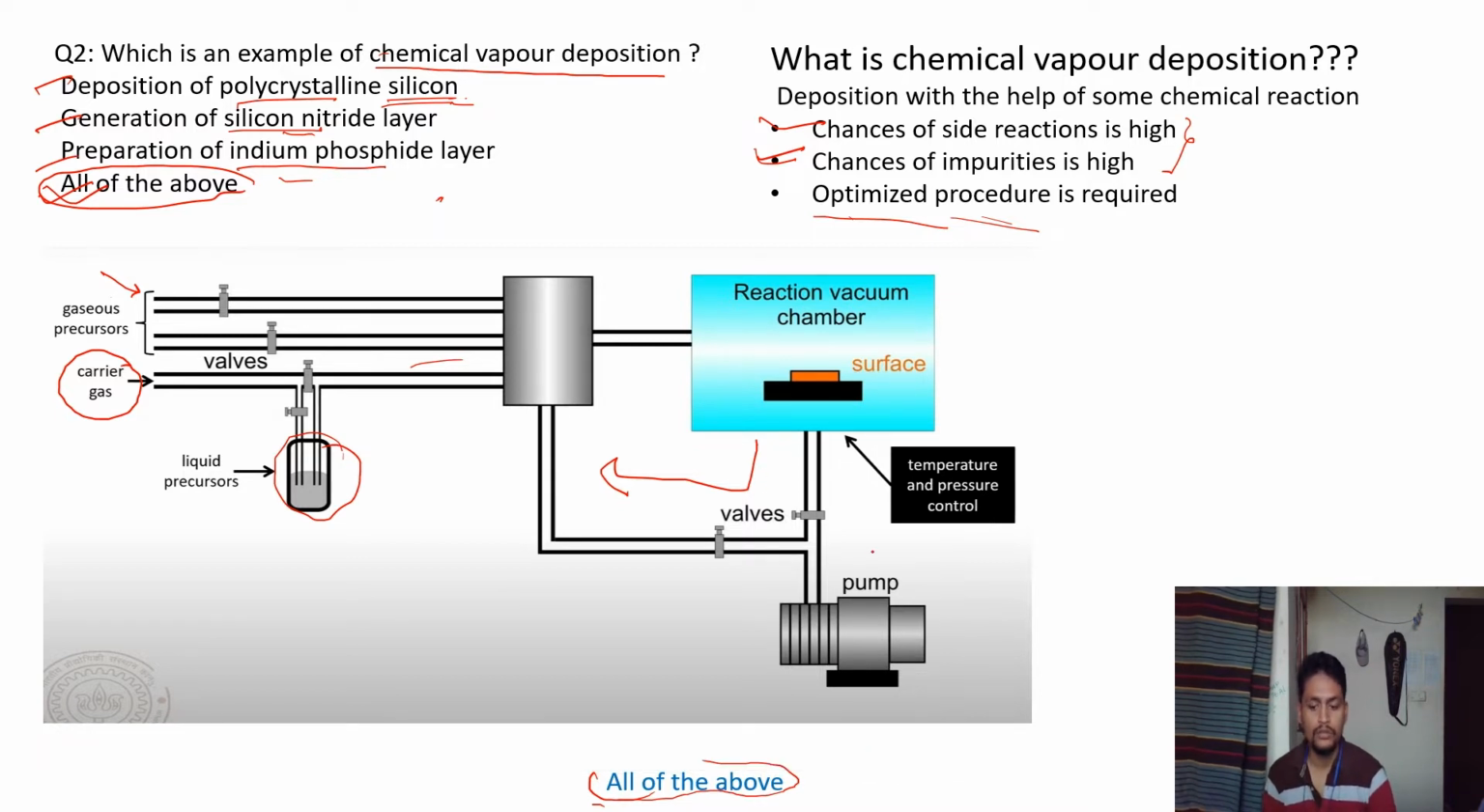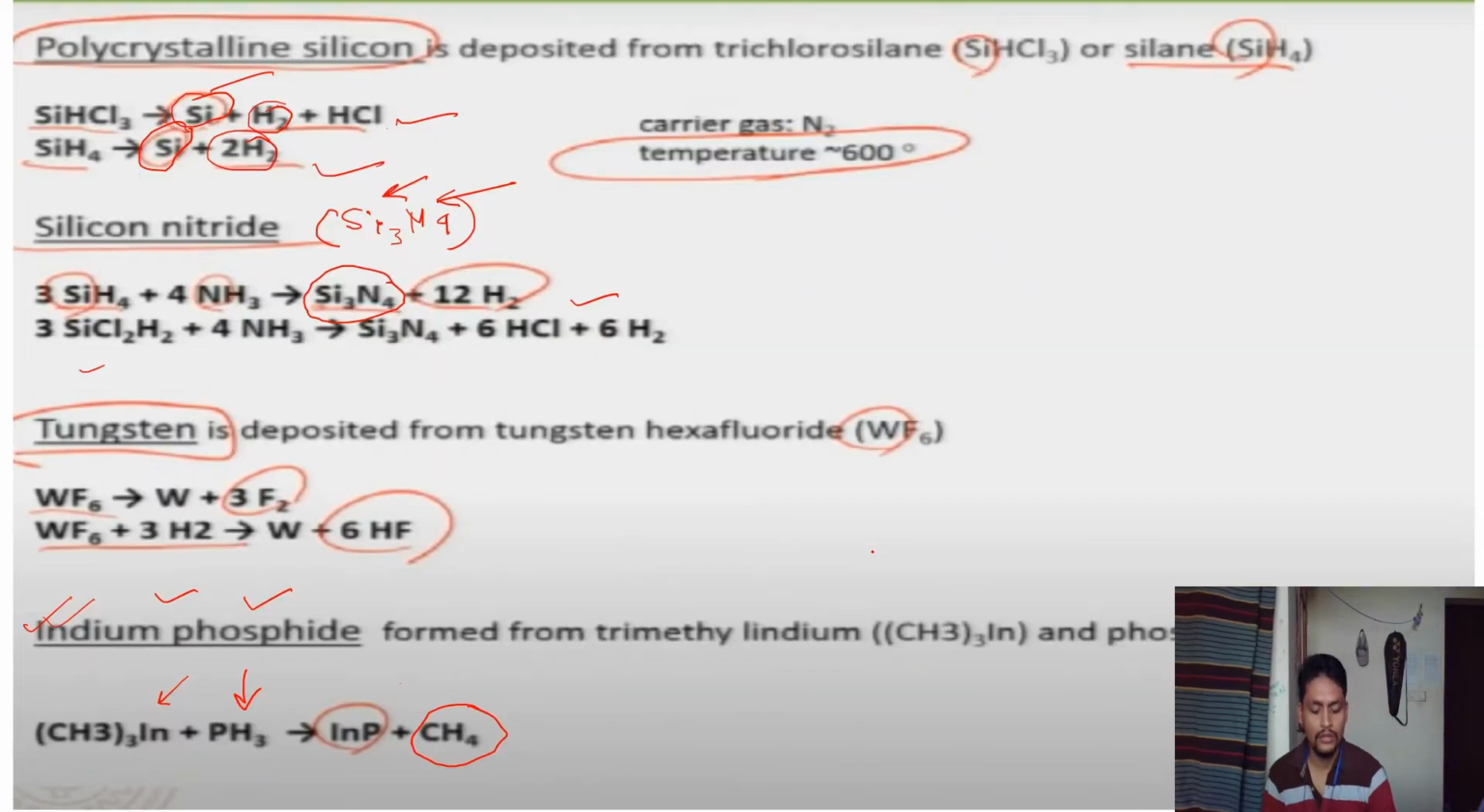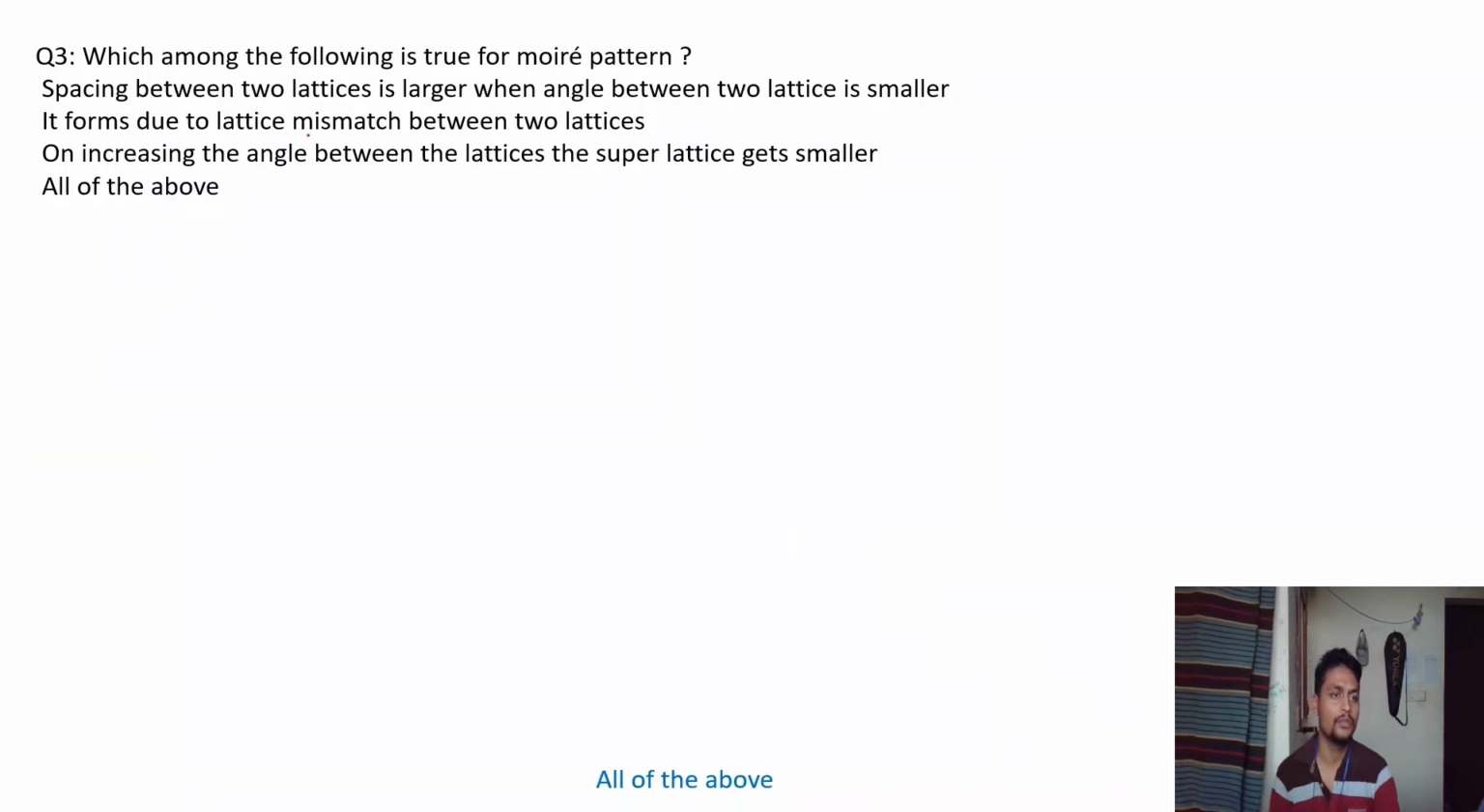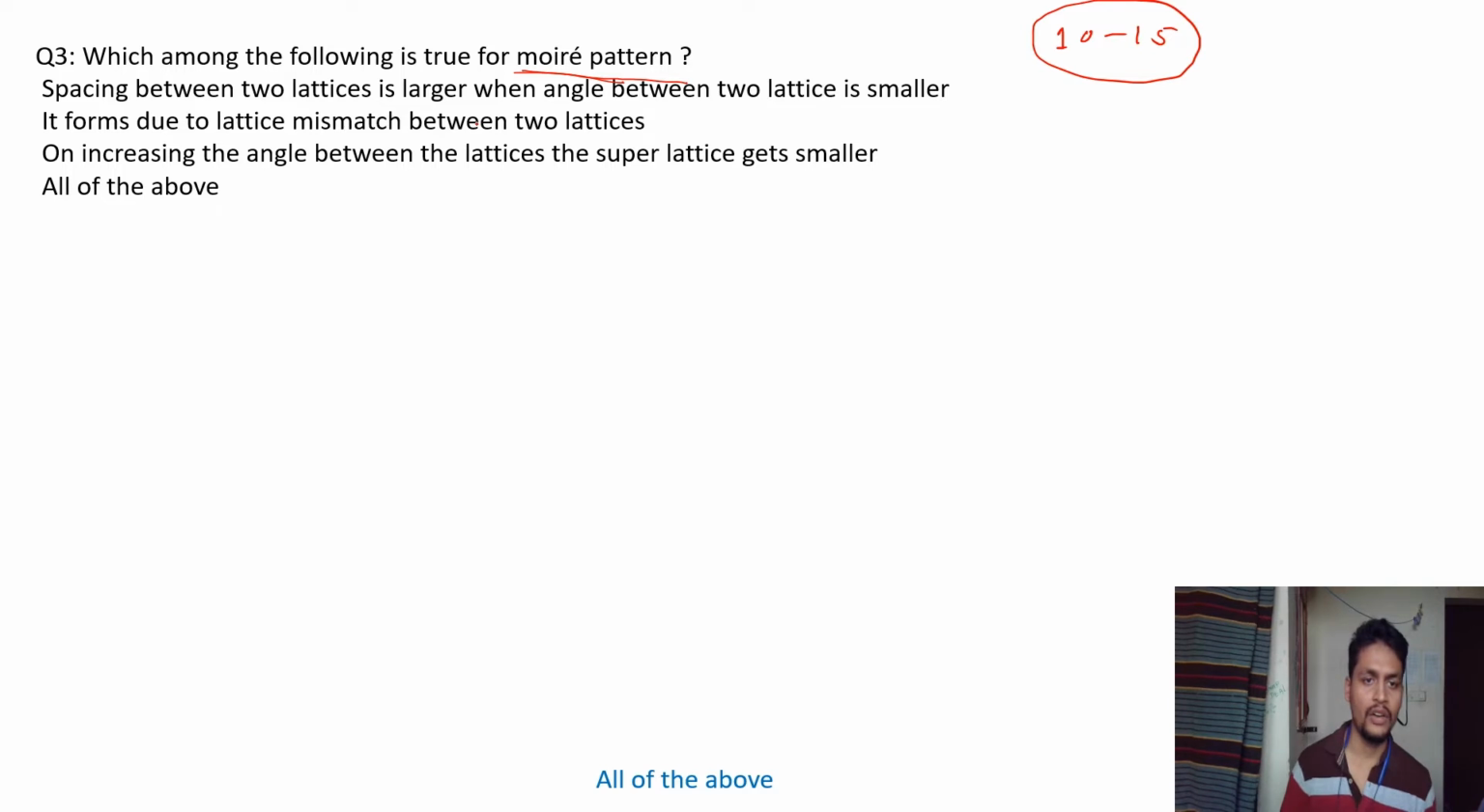So now go to the next question. That is question number 3. Which among the following is true for Moiré pattern? From the first lecture onwards and up to the last, in this week, lecture number 10 to 15, there's an extensive discussion about what is Moiré pattern, how can it be seen. So that is the question that is given here. So what is Moiré pattern?